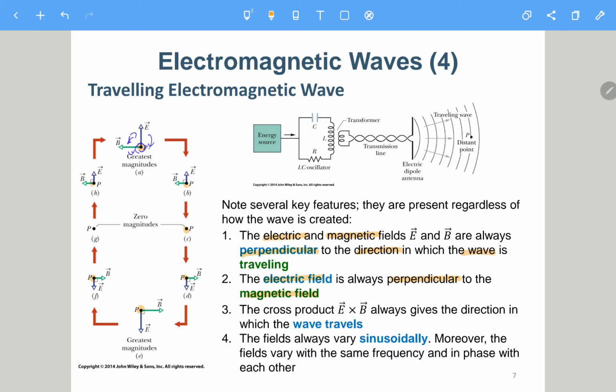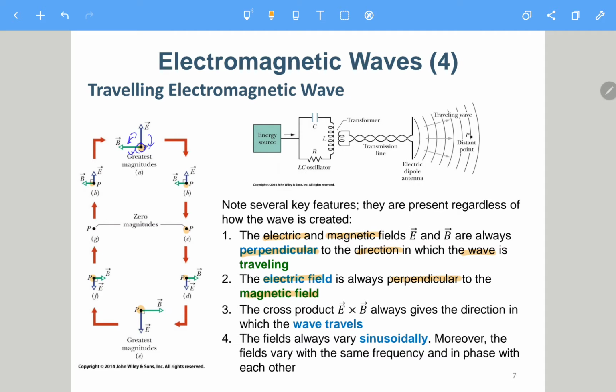So in the figure, the EM wave is propagating out of the page, and the E field is always pointing upward or downward. If the E field is pointing upward, the B field points to the left side. If the E field is pointing downward, then the B field always points to the right side. In that case, it will satisfy the right-hand rule, which is the third point.